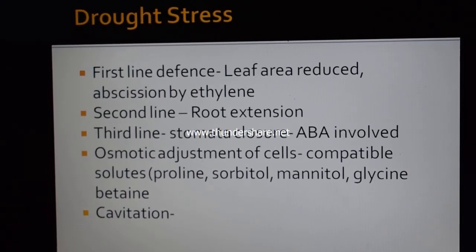Also next is osmotic adjustment of cells by producing compatible solutes. These are a category of biomolecules such as proline, sorbitol, mannitol, glycine betaine, etc. So these substances will be produced more inside the cell to increase the osmoticum of the plant cell to prevent desiccation. And if the dehydration moves on further, the plant undergoes cavitation, that is the formation of air cavities in xylem and other conducting tissues.